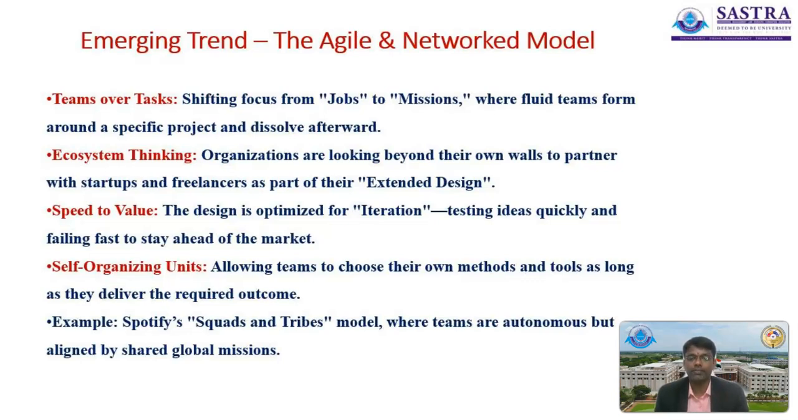See, teams over task. This is the first component under the agile and networked model, that is called from jobs to mission. One of the defining features of this model is the idea of teams over task. In traditional organizations, individuals are assigned fixed roles and responsibilities, often tied to a specific job description. See, agile organizations, however, form fluid teams around missions. These teams come together to accomplish a specific project or goal. And once the mission is complete, they dissolve, freeing members to join new initiatives. This creates a sense of purpose and flexibility.